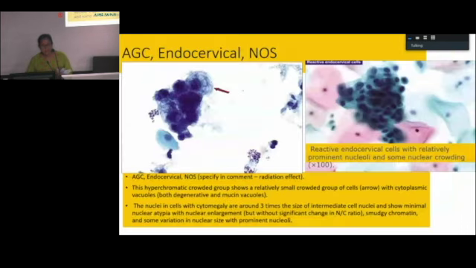Again, this is another example to compare how AGC endocervical NOS looks different from a reactive endocervical cell. So on the right side, you have reactive endocervical cells. These nuclei are less than 3 times the size of an intermediate cell nucleus. This is an intermediate cell. So this is less than 3 times that. Whereas here, the size is definitely more than 3 to 5 times. Okay. It is also hyperchromatic.